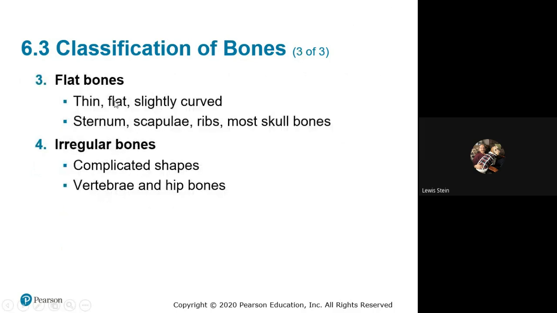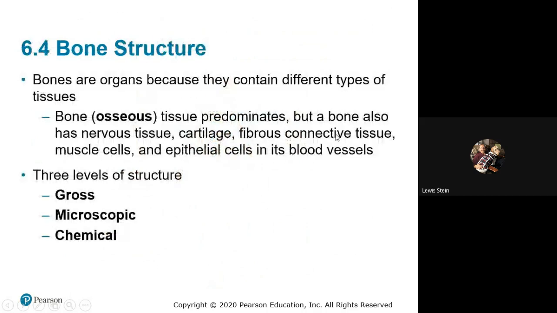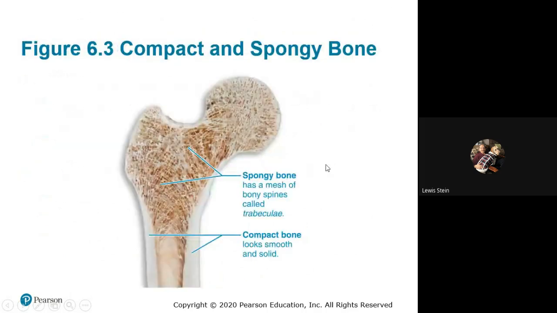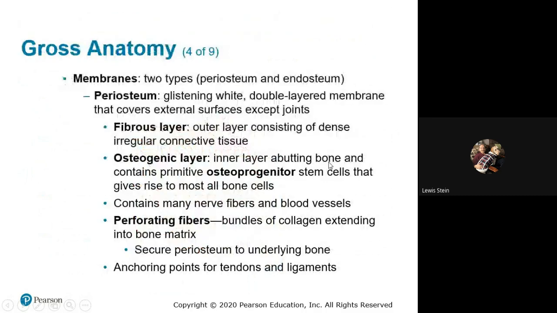Here they are: flat bones, sternum. There's really not a lot of good sternum in there. Scapula, we'll show you, it's very interesting, ribs, etc. And the irregular ones, vertebrae and hip. Voila. Okay, and this is all lecture stuff.